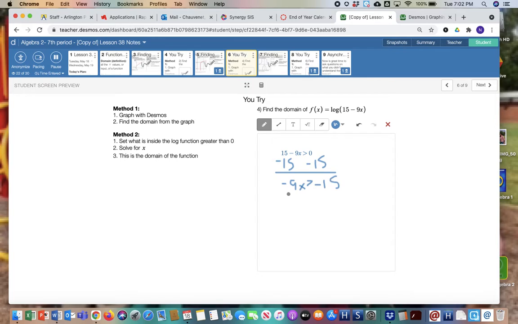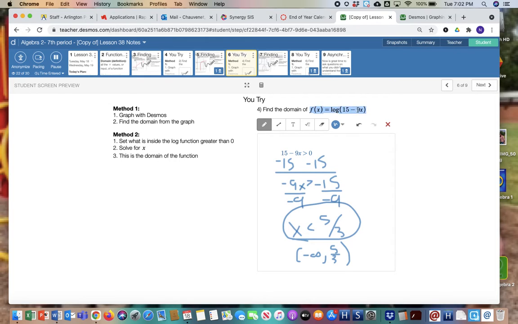Now I'm going to divide both sides by negative 9. Because I divided by a negative, I have to switch the sign. Let's remember that from Algebra 1. A negative over a negative is a positive, and I might as well reduce my fraction, so x is less than 5/3. In interval notation, it would look like this: negative infinity to 5/3, with a parenthesis because it doesn't include the or equal to.